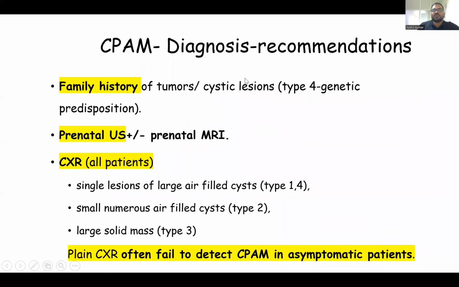Now coming to the diagnosis and recommendations for CPAM. Family history of tumor, cystic lesion, and type 4 genetic predisposition is relevant, and prenatal ultrasound and prenatal MRI are also useful. Chest X-ray for all the patients. If there is a single lesion, a large air-filled cyst, it can be type 1 and type 4 CPAM.